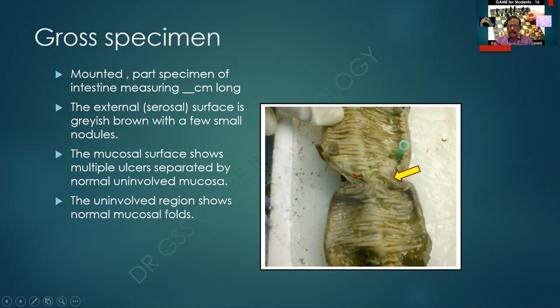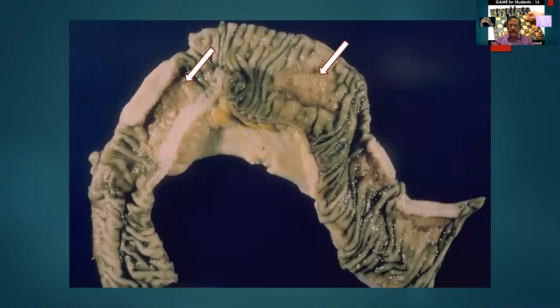So this is the region of the ulcer, and these are separated by normal mucosa. I am able to see the mucosal folds in these regions. And there is also another ulcerative lesion over here. The arrow points to an area of constriction, which is characteristic of tuberculosis. This is a classical specimen I had already shown to you in the R.A.T.S.